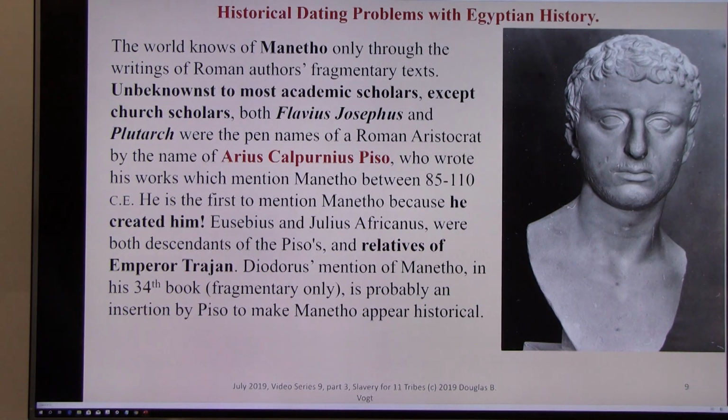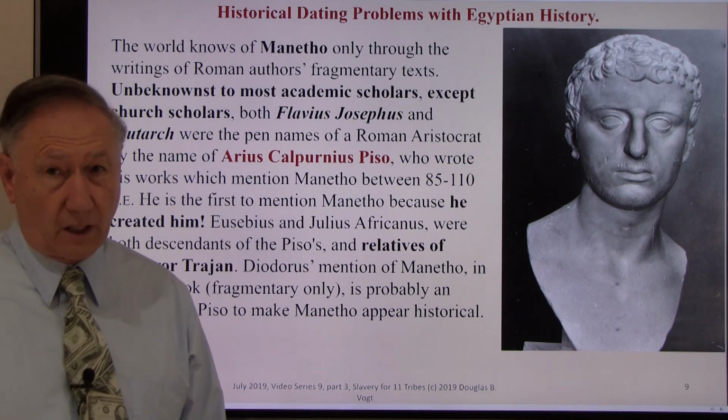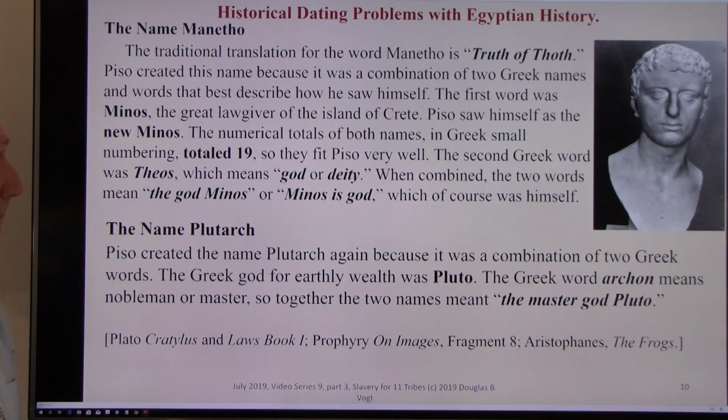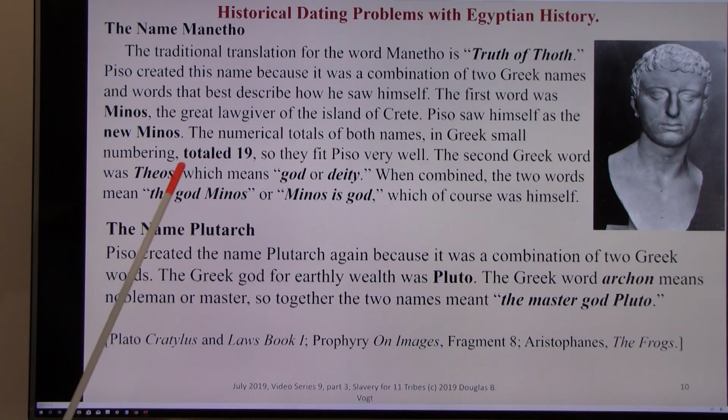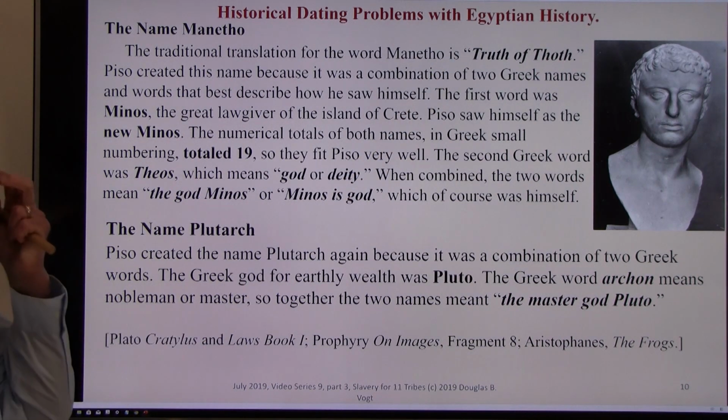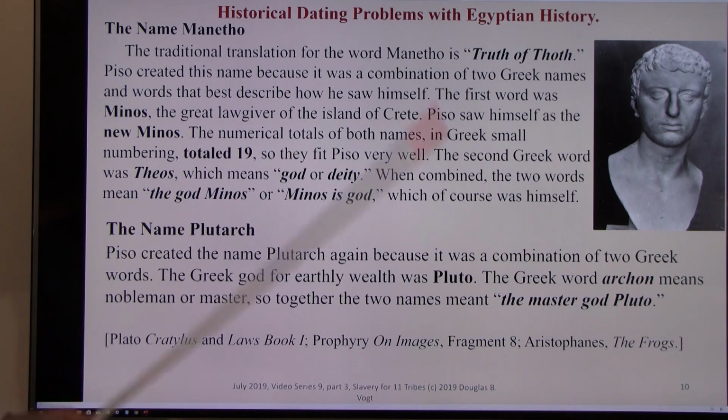Eusebius and Julius Africanus were both descendants of the Pisos and related to Emperor Trajan. Diodorus's mention of Manetho in his 34th book, fragmentary, is probably an insertion by the Pisos to make Manetho appear historical rather than hysterical. Now I'll go into the names, why he chose those names, just to rub it in more. The traditional translation of Manetho is Truth of Thor. Isn't that lovely? This also ties out with the creation of Rome, the months of Thor.